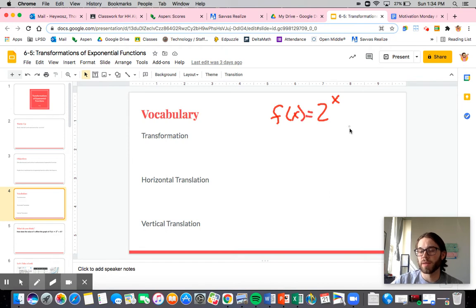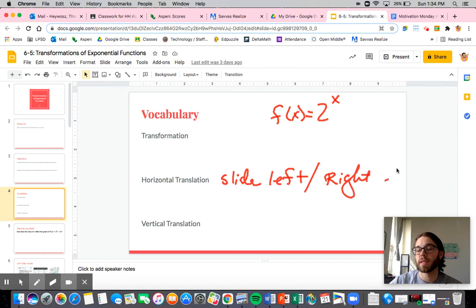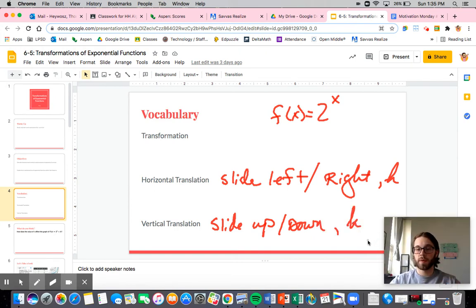Again, we use 2 because if we did 1, it would just be a line, because 1 raised to any power is still 1. So a transformation is going to be, we're going to stretch it or compress it or translate it. So slide it left or right, up or down, things like that. That's all it is. Horizontal translation, that's going to be your slide left, right. And in general, we are going to refer to this as h. And then our vertical translation, that's going to be our slide up and down. And this is going to be our k, right? We're going up and down.